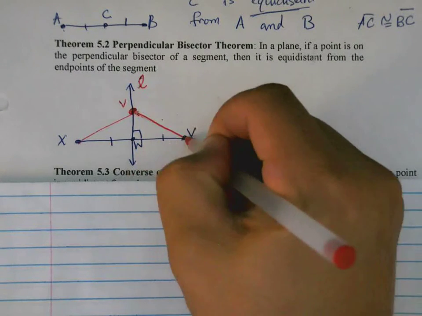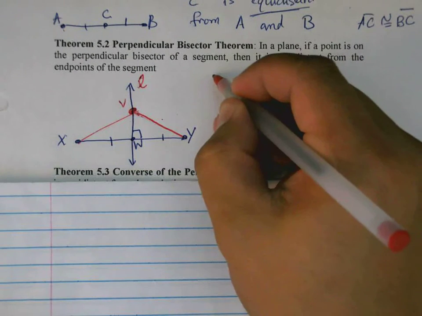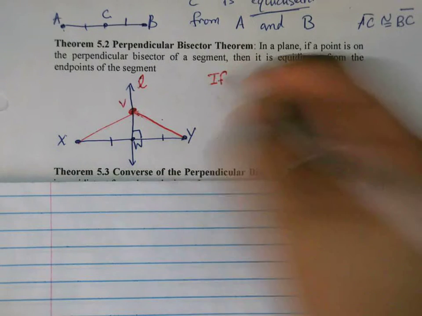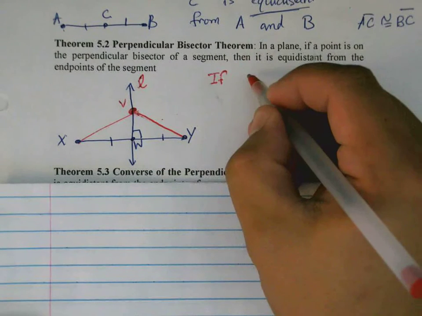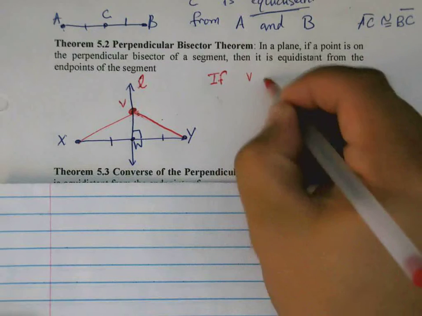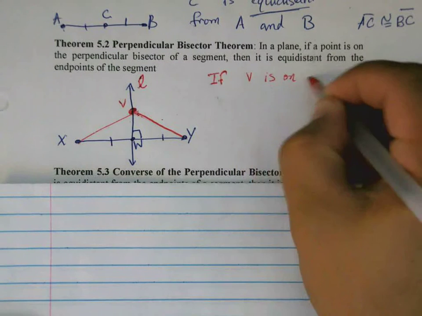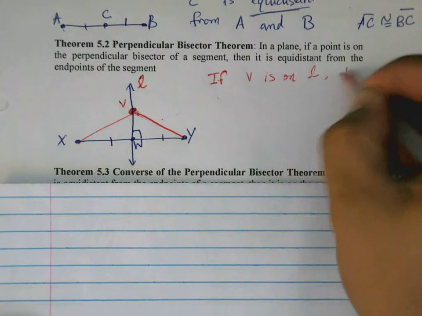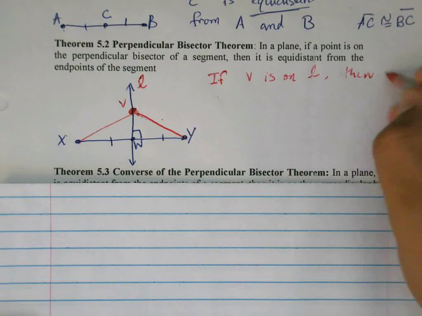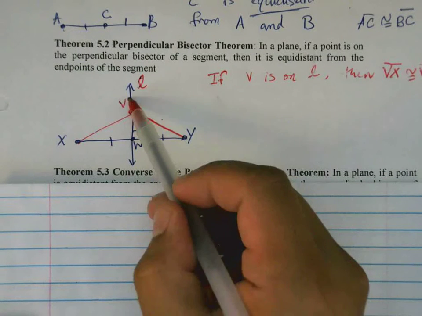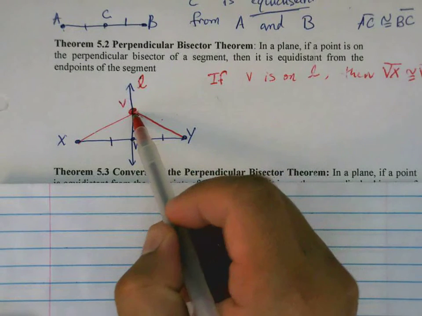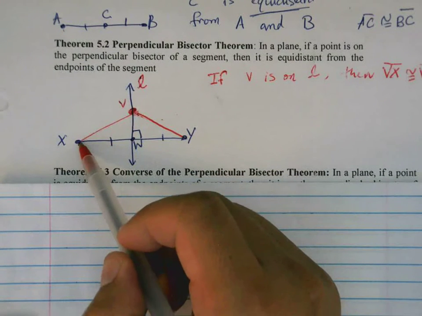For theorems, it's very helpful if we can write them in if-then form. So this says if V is on L, then VX is congruent to VY. That any point on this line must be the same distance to one of the endpoints as it is to the other endpoint.